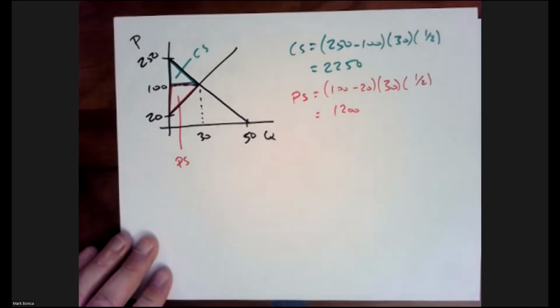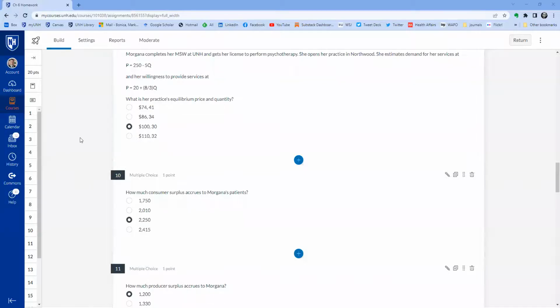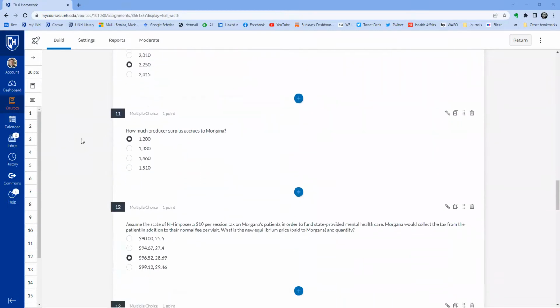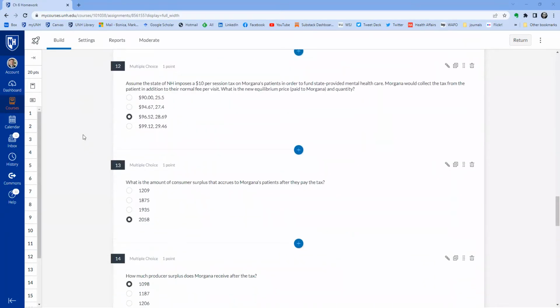That's the setup, right? That's the basic problem. We did all that stuff in chapter 4. Now we're moving on. Assume that the state of New Hampshire imposes a $10 per session tax on Morgana's patients in order to fund state-provided mental health care. Morgana would collect the tax from the patient in addition to their normal fee per visit. What is the new equilibrium price paid to Morgana and quantity? So in this case, we're looking for a number that is paid to Morgana, but doesn't include the $10.